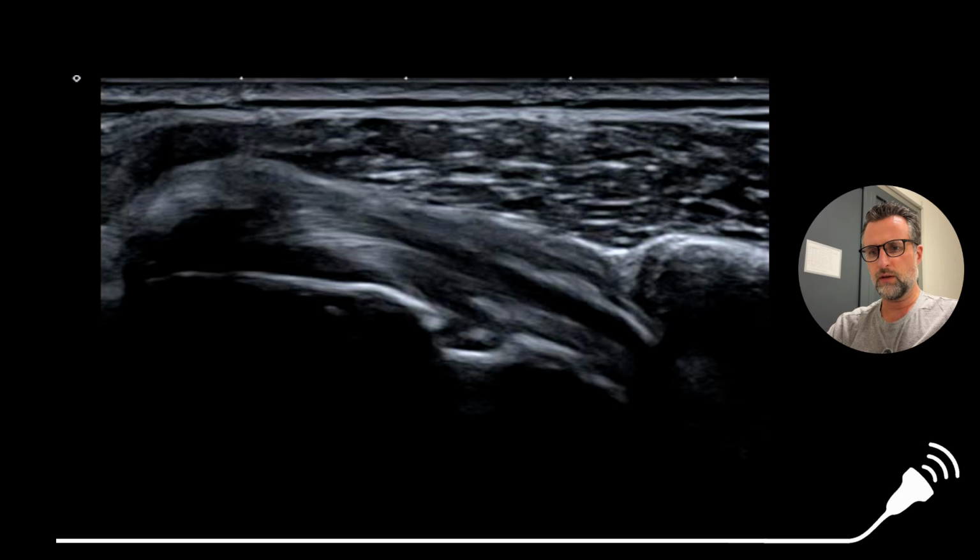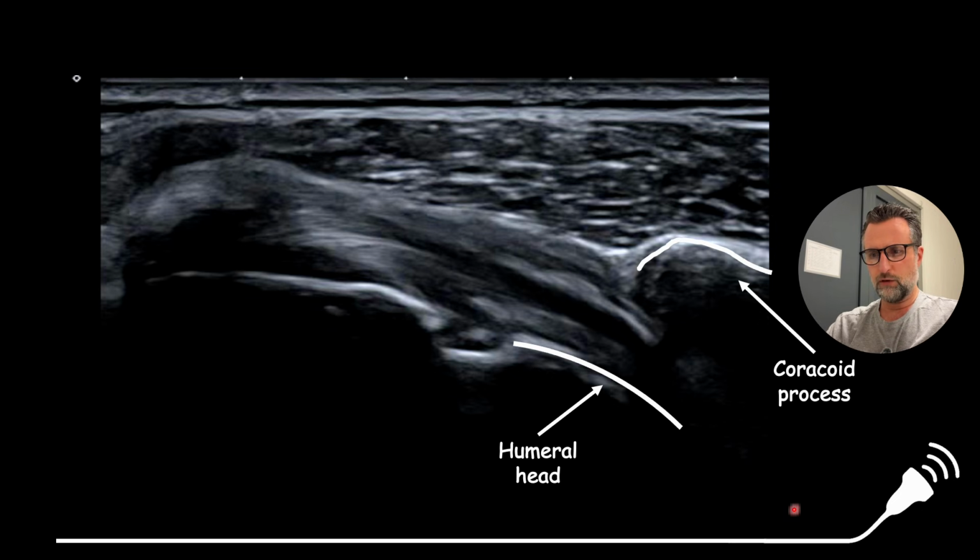And here we have a second case. Here we are looking at a long axis view of the subscapularis tendon. In this image I have marked the coracoid process, which is a hyperechoic line with under it the acoustic shadowing, of course, because we cannot look through the bone.